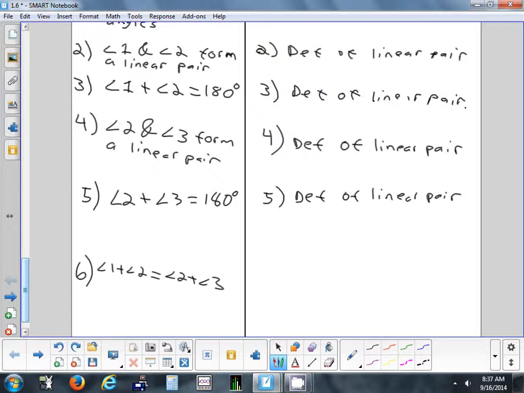What's the reason for that? That's substitution. Angle 1 plus angle 2 equals 180. So all we really have to do, if you think of it this way, angle 1 plus angle 2 equals 180. Substitute that in right there for 180. Okay? So that's substitution.